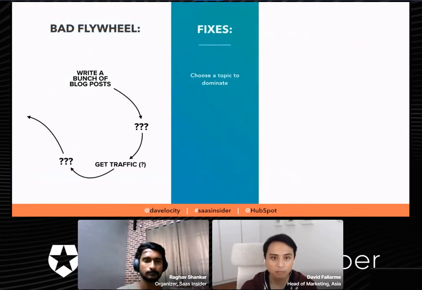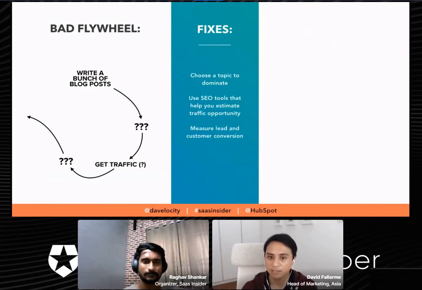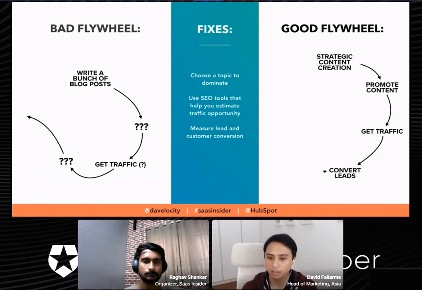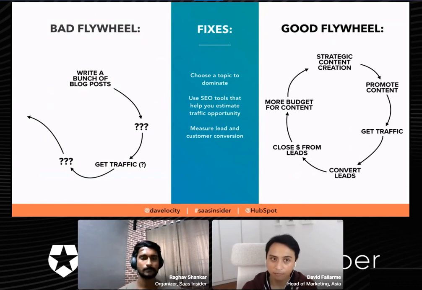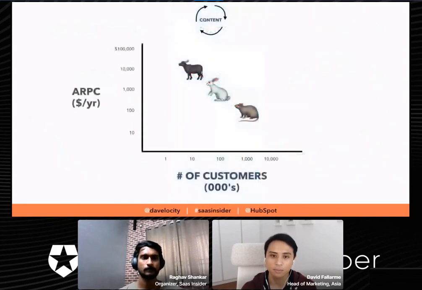Okay, write a bunch of blog posts. This is what a bad flywheel looks like. How you fix that is to choose a topic, think about the SEO tools, and then measure the lead conversion rate. And this is what a good flywheel looks like in contrast. All right, very, very different. It's not hard to go from the bad flywheel to the good flywheel. It just takes a lot of effort and for you to really rethink how content works within your company.